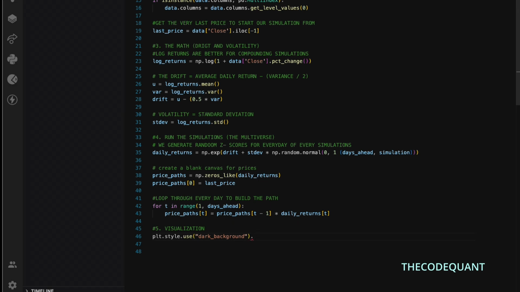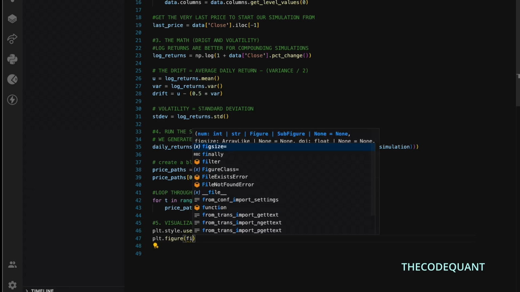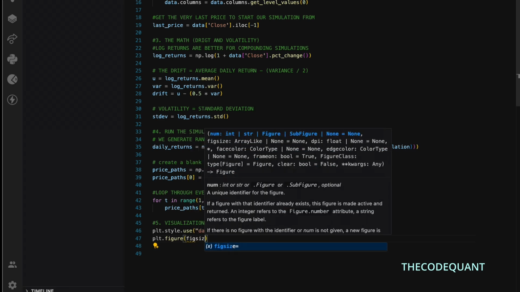Okay, next step, from the line, you check out line 26 and 28. As you can see, the drift is equal to the average return minus variance divided by 2. This is the basic formula to calculate the drift. Basically, we will use log returns as we did before. We will go with variance and then we will find the derived drift through the formula, which is drift equals u minus 0.5 multiplied by var.